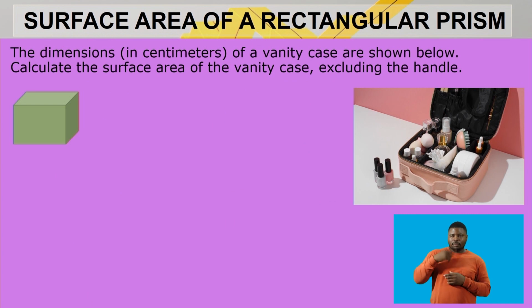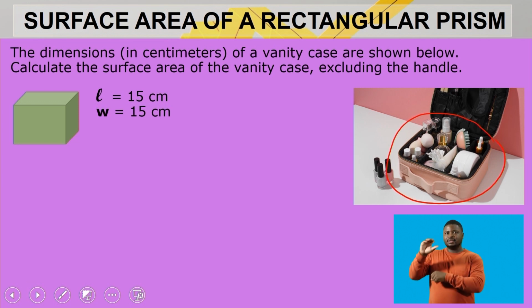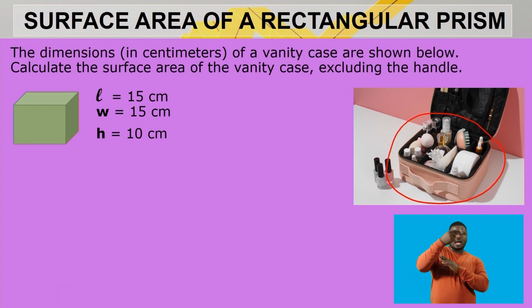Let's look at an example. The dimensions in centimeters of a vanity case are shown below. Calculate the surface area of the vanity case excluding the handle. So on the side you can see a vanity case. It's open, but we want it folded flat to calculate the surface area. What are the dimensions? The length is 15, the width is 15, but it's only 10 centimeters high.